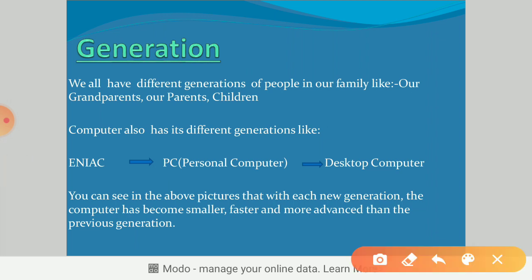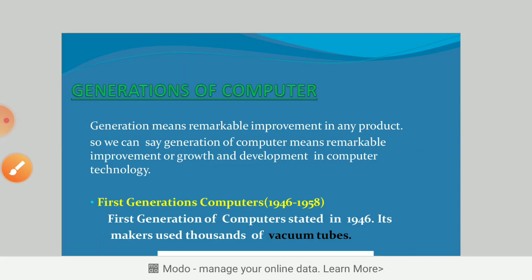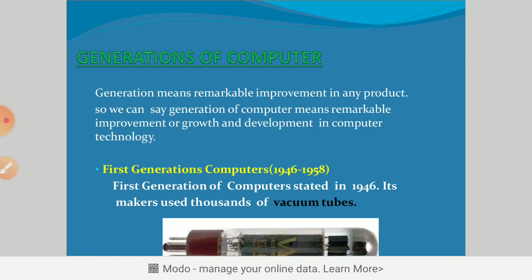So you can see in the first generation we used ENIAC. The full form of ENIAC is Electronic Numerical Integrator and Calculator. It was the first electronic general-purpose digital computer. So now, generation of the computers. Generation means remarkable improvement in any product. So we can say generation of computer means remarkable improvement or growth and development in computer technology.